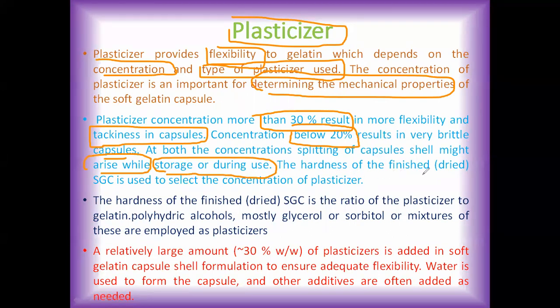The hardness of the finished dried soft gelatin capsule is used to select the concentration of the plasticizer. And the hardness of the finished dried soft gelatin capsule is the ratio of plasticizer to gelatin.